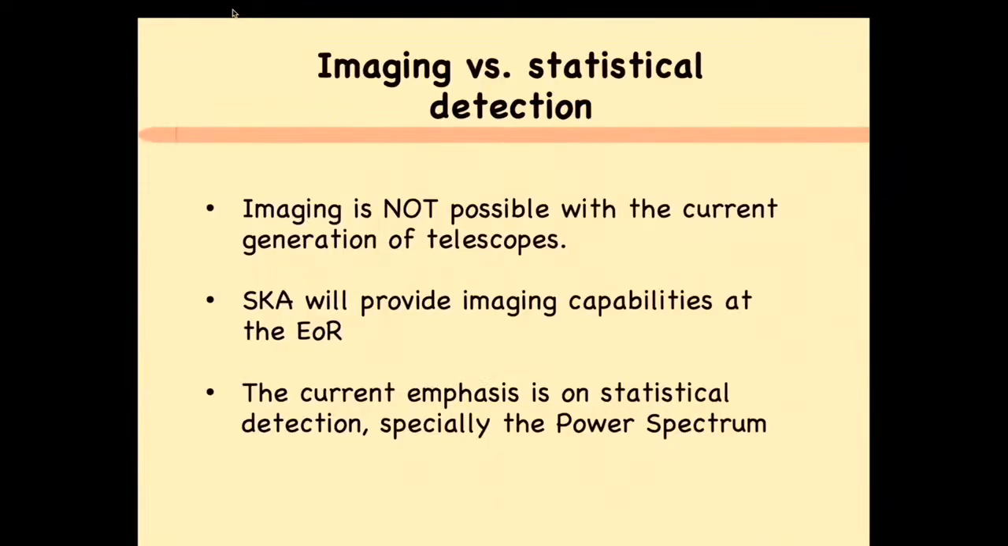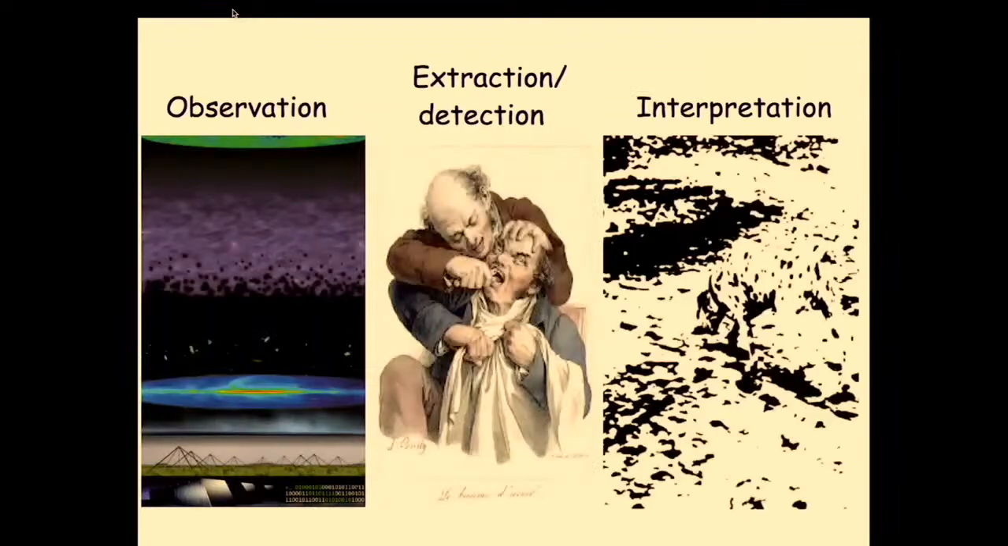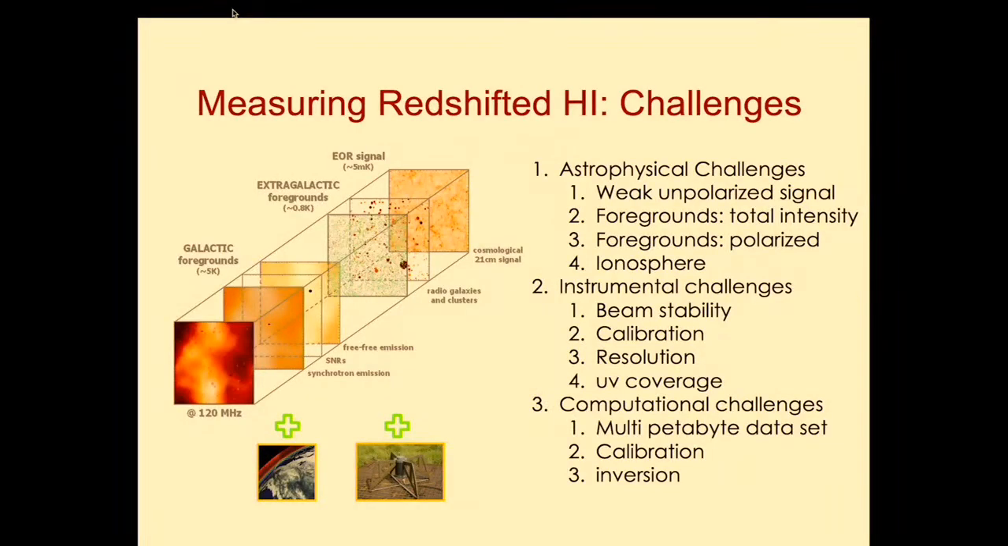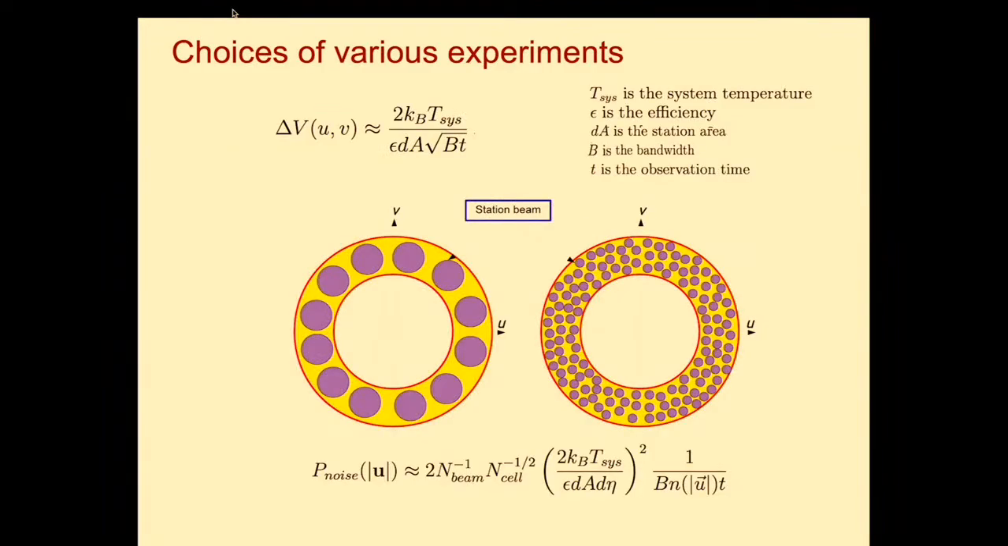Okay, let me just, maybe the other side. Right, and this is the power spectrum of the noise. I will not repeat everything, but it has to do with the beam, how many beams, how many cells, all of this noise, bandwidth, and number of baselines and time. So this is what you get.